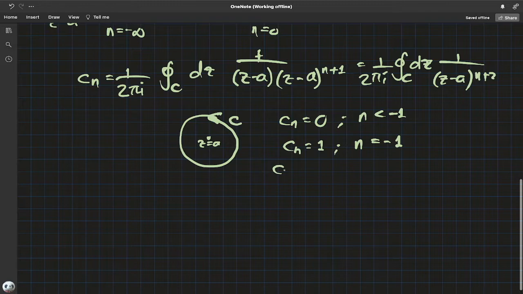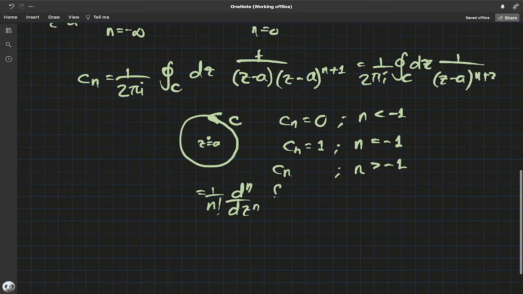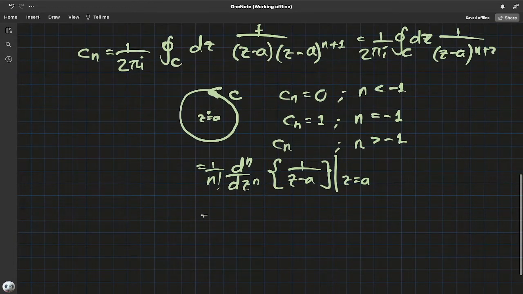Well, for n greater than -1, Cn is actually going to be 1 over n factorial times the nth derivative of the Cauchy integral formula, which is 1 over z minus a, evaluated at z equals a. But if you calculate this out, it's going to diverge, because let me just write it this way. It's going to look like this.